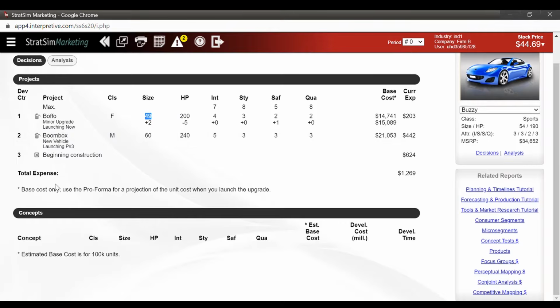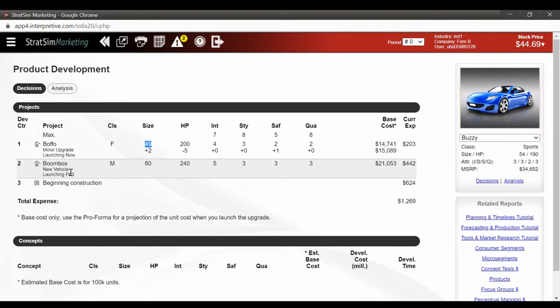Here we also launched a vehicle, or began launching a vehicle. It takes 2 or 3 periods before it actually launches, so you want to get started right away. The sooner the better, because you'll have a big advantage if you are the first to market. So definitely consider that.